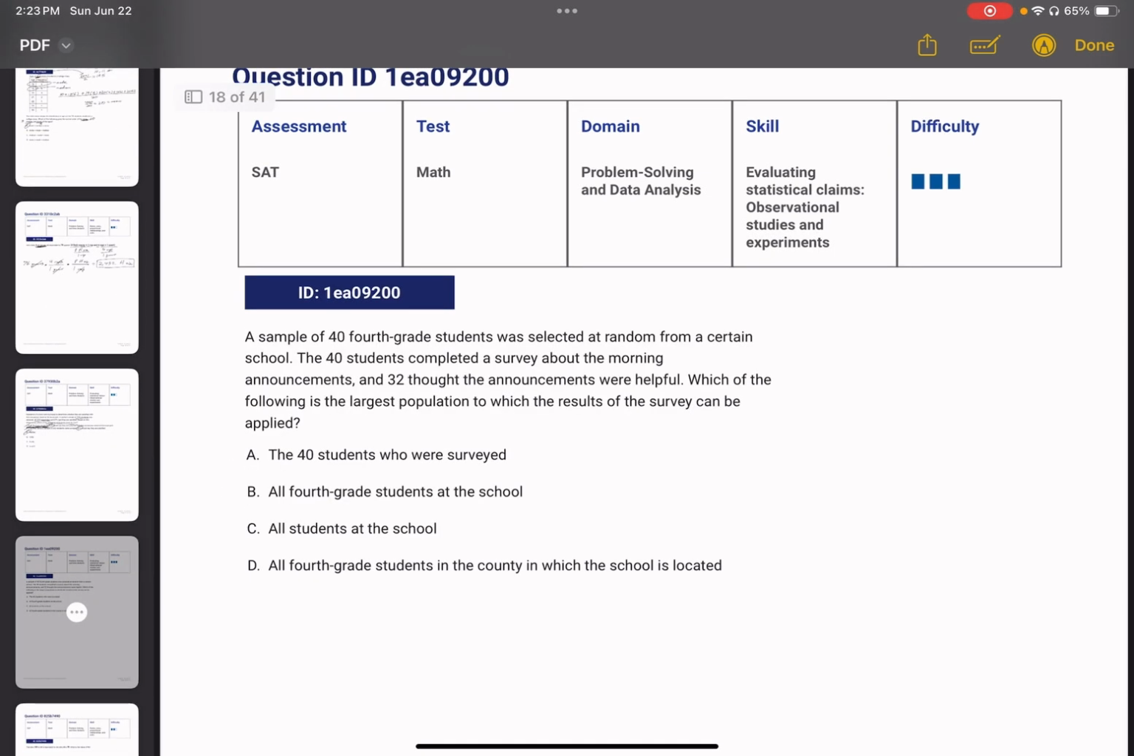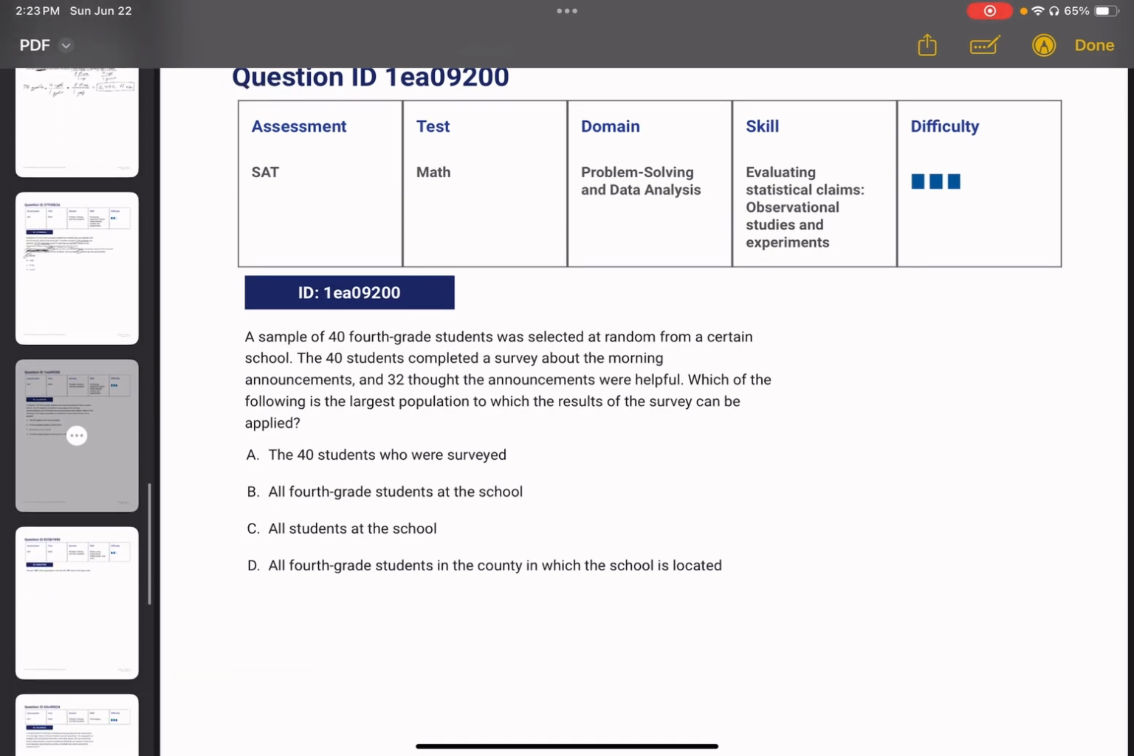Okay, looking at our next problem, second to last one. A sample of 40 fourth grade students was selected at random from a certain school. The 40 students completed a survey about the morning announcements, and 32 thought the announcements were helpful. Which of the following is the largest population to which the results of the survey can be applied? Okay, the 40 students who were surveyed. Yes, that is true, but the question's asking for the largest population.